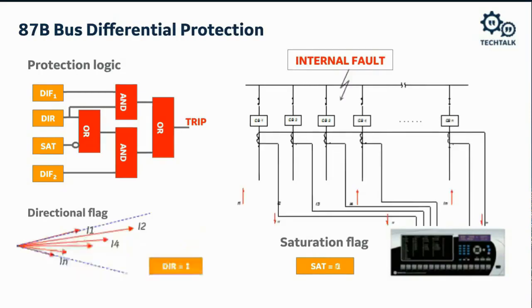And conversely, same for an internal fault. I might or might not set the CT saturation flag, but my directional flag will always be set because all my currents are in phase with each other. So whether I trip on region 1 or region 2, I will have a trip output because my directional will give the permission, whether it's region 1 or region 2.